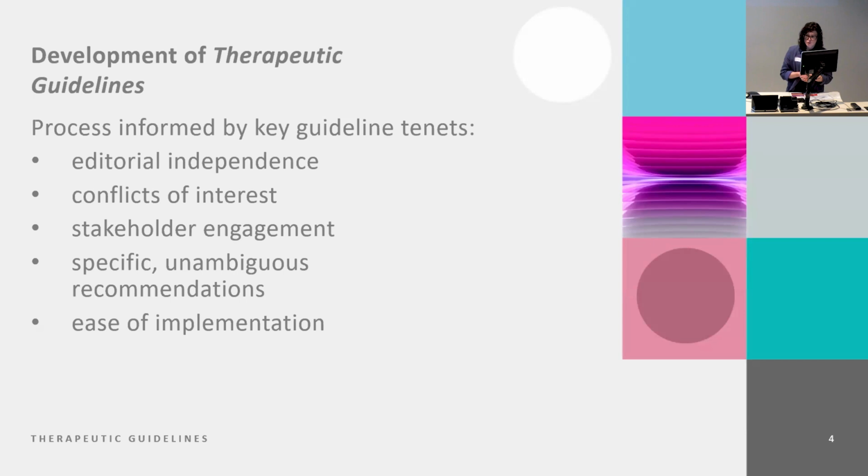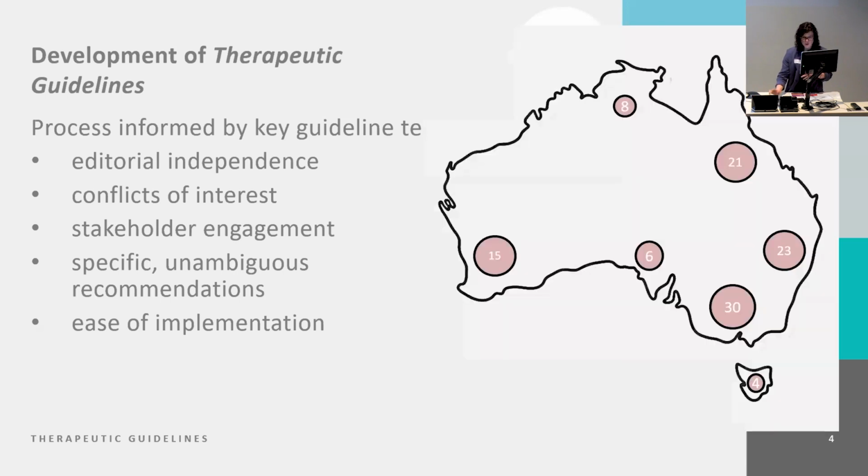And then I think it's important to touch on expert group composition. For this update that's currently underway, we have over 100 experts from across the country, and they are placed into 6 different multidisciplinary groups.